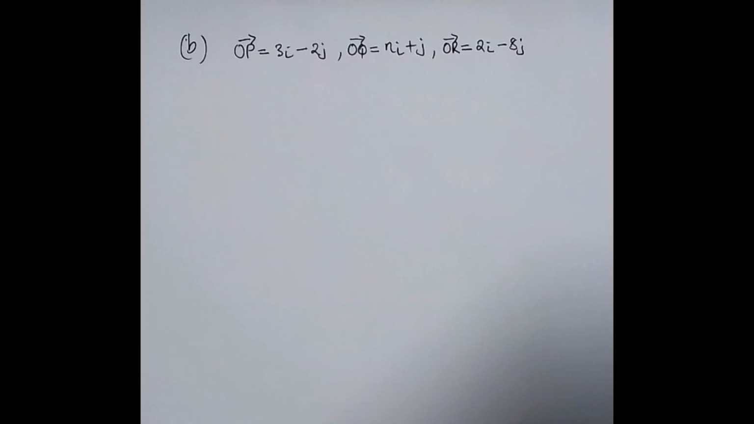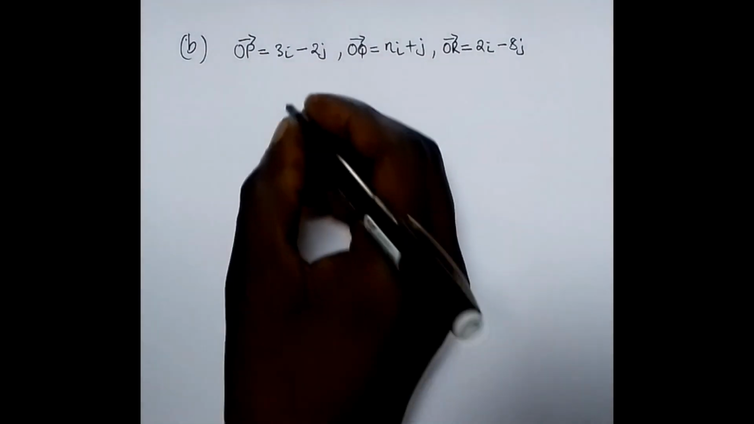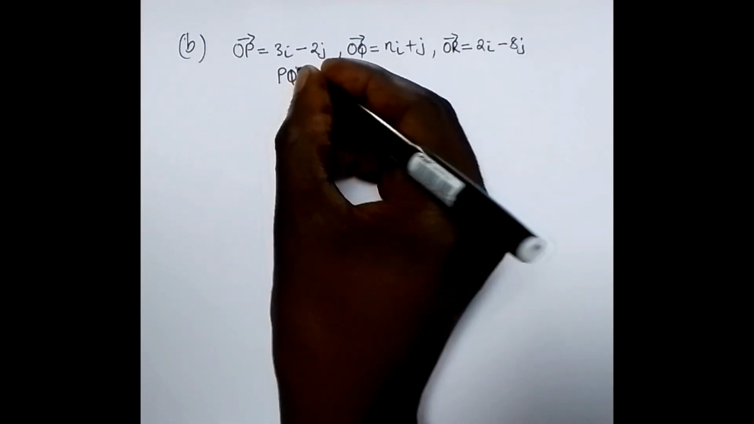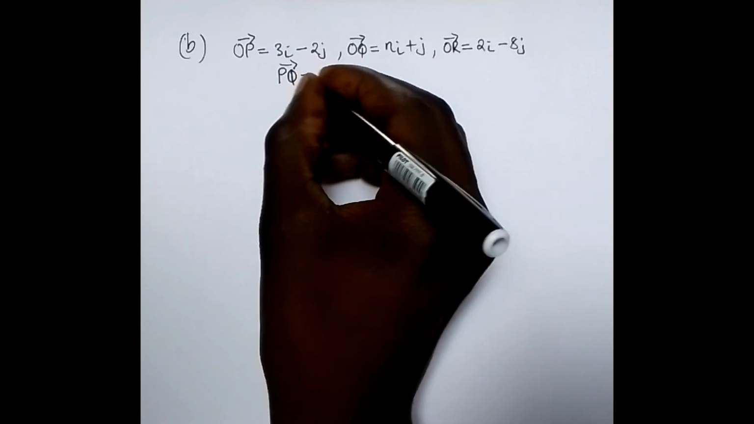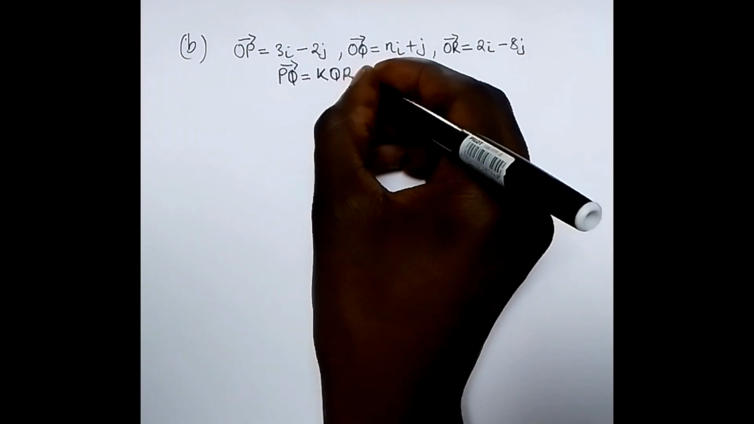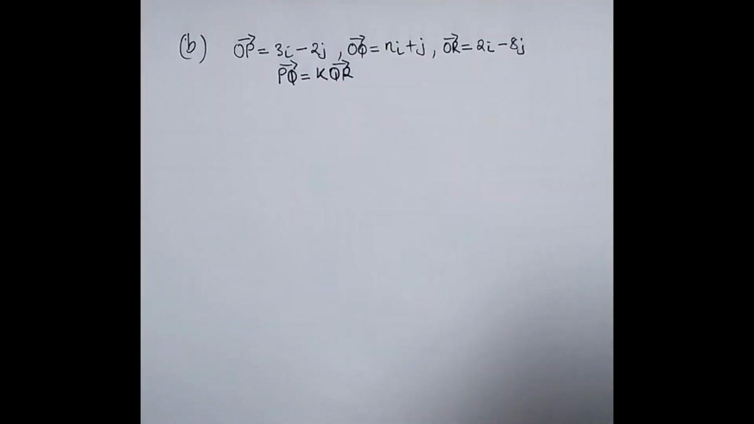So getting back to the concept of collinear vectors, what we're just going to write is this relationship. The PQ vector is equal to k QR vector. This relationship that we've written is the relationship for collinear vectors.